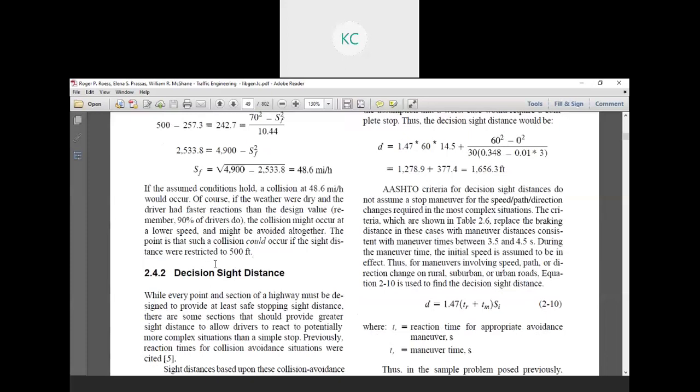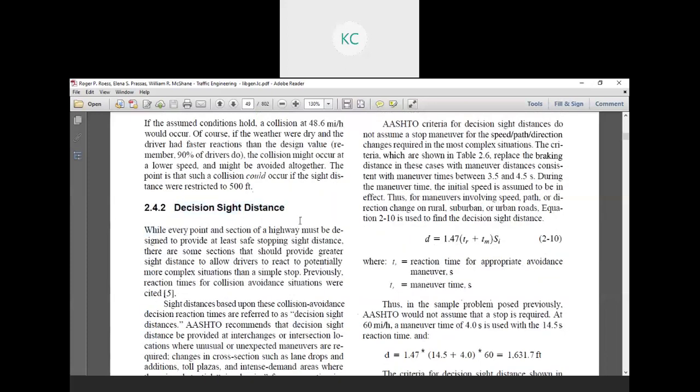The next is decision sight distance. While every point in a section of highway must be designed to provide at least safe stopping sight distance, there are some sections that should provide a greater sight distance to allow drivers to react to potentially more complex situations than the simple stop.